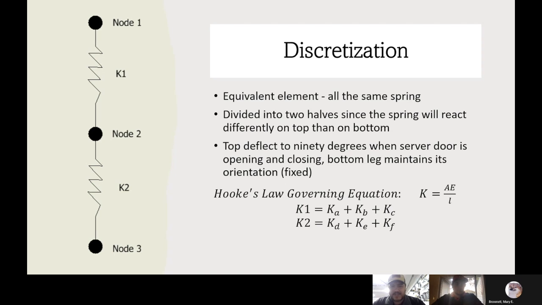That 90-degree deflection that will happen on the torsion spring is when the server door will be opening and closing. And like I said before, the bottom leg is going to be staying still. So we're basically saying that that's fixed, especially in terms of our ANSYS simulation. During this, since it's a spring and we're worried about deflection, Hooke's law, the form that we have there, K equals AE over L, is going to be the governing equation. And those 2 equations there are just the combination of the spring legs, as I noted before.